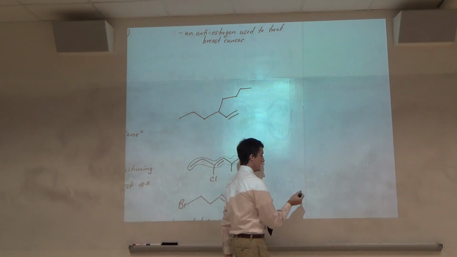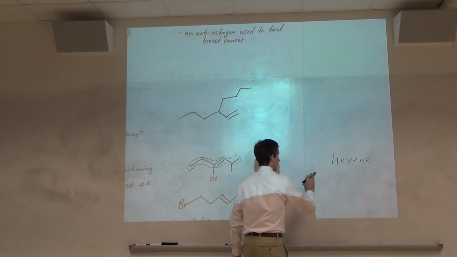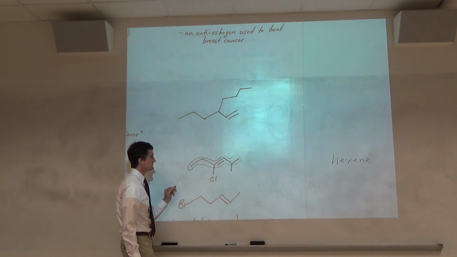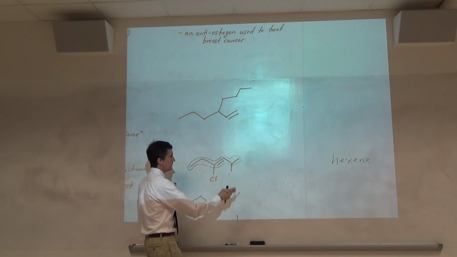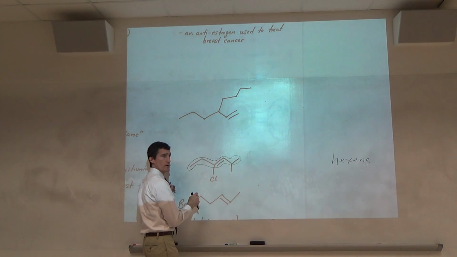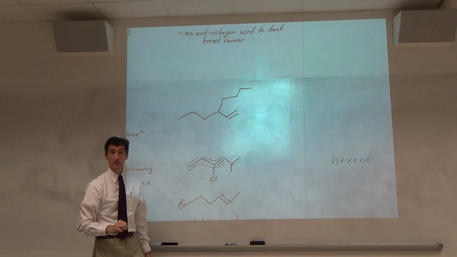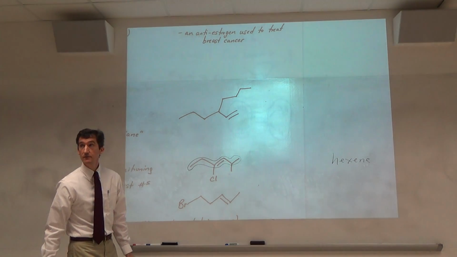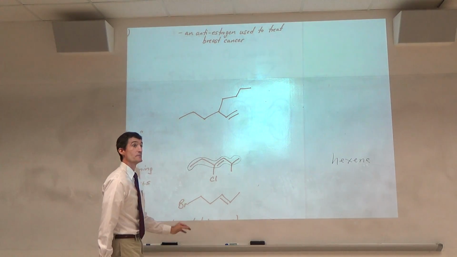Okay, so that means it's a hexene. Where's the double bond at? 1, 2, 3, 4, or 1, 2, 3, 4? Starting from either end you got 3, 4. So what's it going to be? The lowest number. It's going to be 3, 4.